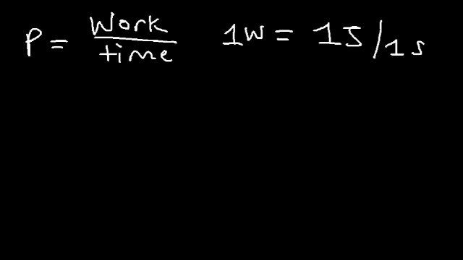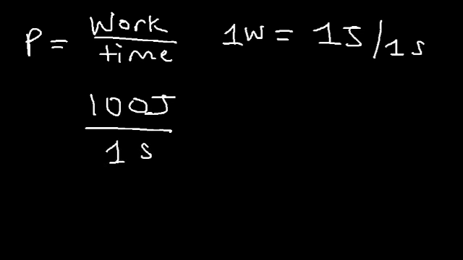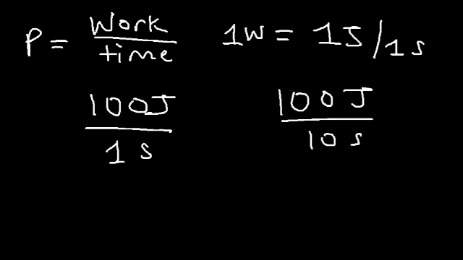So for example, let's say you have a system that could transfer 100 joules of energy in 1 second. And if you have another system that can transfer 100 joules of energy in 10 seconds, which one has more power? Well, it's going to be the system on the left. Now, granted, both systems can do the same amount of work. They can perform 100 joules of work. However, the system on the left can do it at a much faster rate.